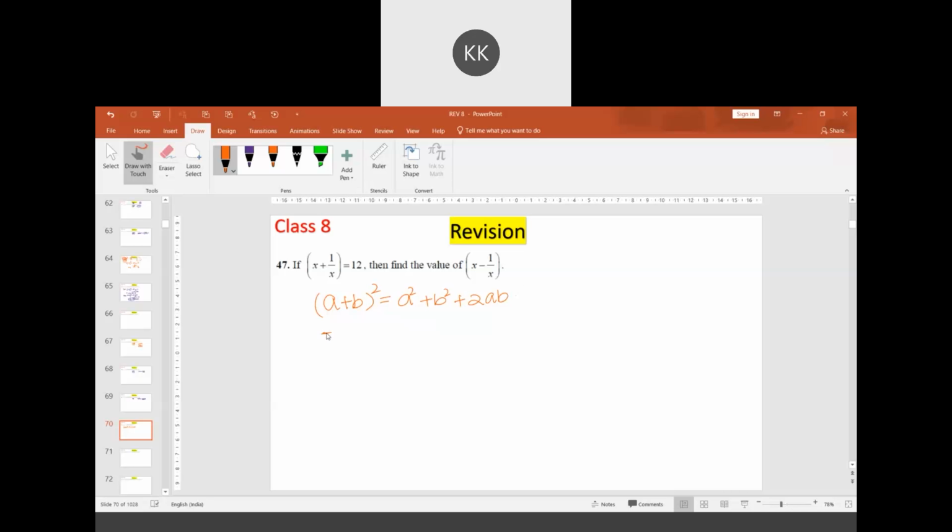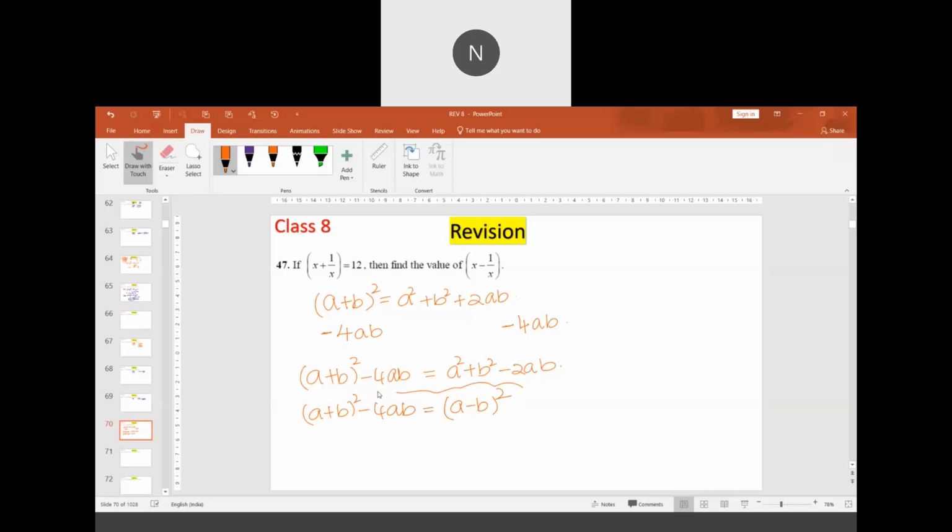Now if I subtract 4ab from both sides, what do I get? Left hand side: a plus b whole square minus 4ab, I am keeping as it is. In the right hand side, this becomes a square plus b square minus 2ab, which is a minus b whole square.